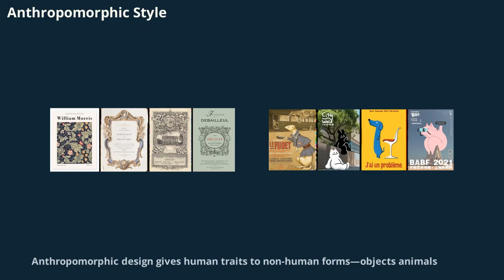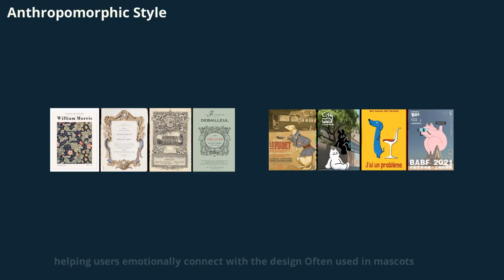Anthropomorphic design gives human traits to non-human forms, objects, animals, or even UI elements. It adds playfulness and relatability, helping users emotionally connect with the design. Often used in mascots, illustrations, and storytelling interfaces, its core elements are expressive eyes, limbs on objects, character-based icons, and rounded friendly shapes. The mood is fun, quirky, and friendly, making it great for children's products, gamified UX, or approachable branding.